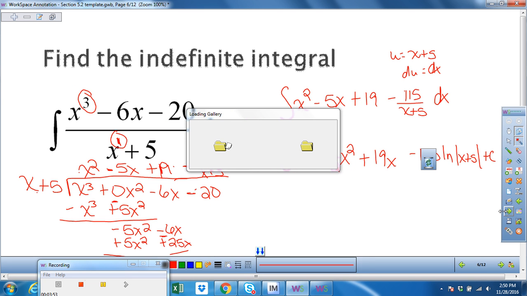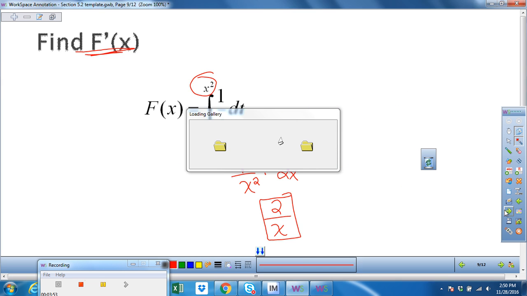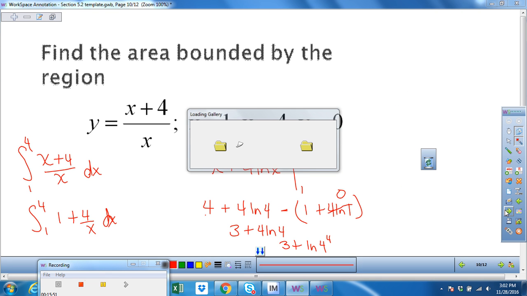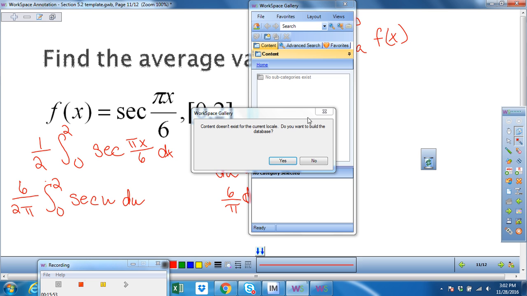Sorry. I don't know what that's doing, but hopefully it'll stop by the time I get to where I'm going. No, I don't want to do that. I don't know what that's doing.